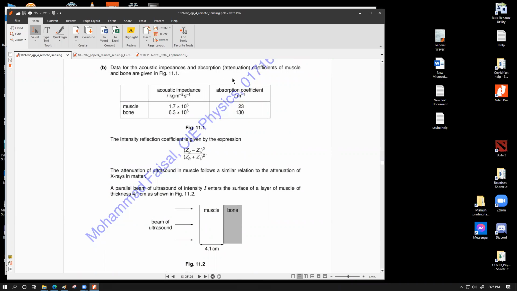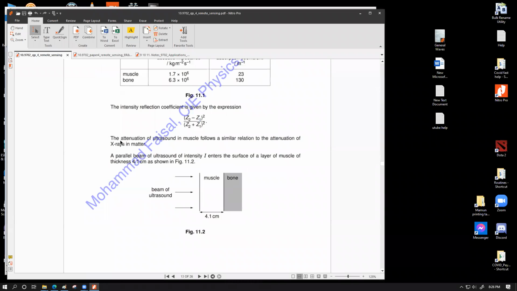Data for the acoustic impedances and absorption attenuation coefficients of muscle and bone are given in figure 11.1. So we have muscle and bone, acoustic impedances are given in this part, absorption coefficients are given in this part. The intensity reflection coefficient is given by the expression. They have already given us the formula, but in most cases this formula will not be provided to you, so you have to remember it. I always write this formula as Z2 minus Z1 whole square, or Z1 minus Z2 whole square, over Z1 plus Z2 whole square, but in many cases they write it in this format. However you write it, it basically means the same thing because the numerator is squared, so you are never bothered by the minus sign. As long as you write it properly, it makes sense.